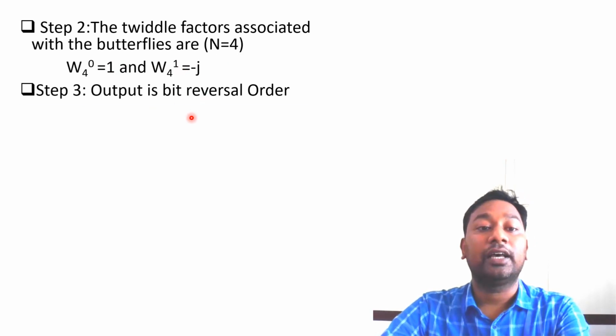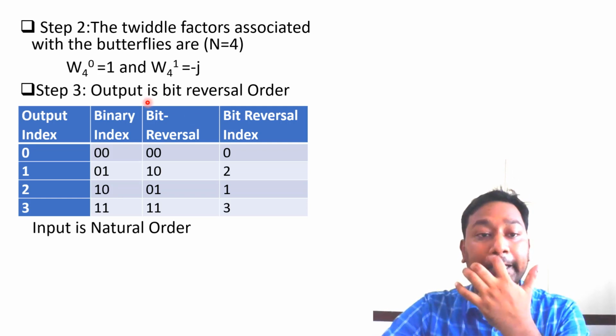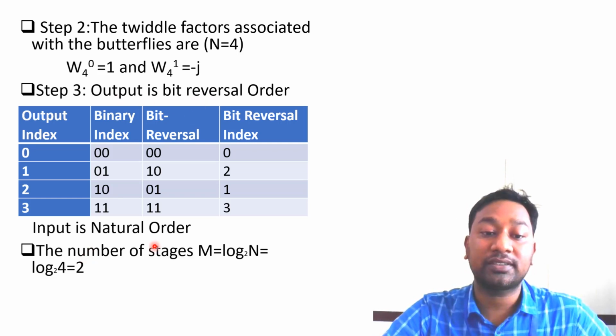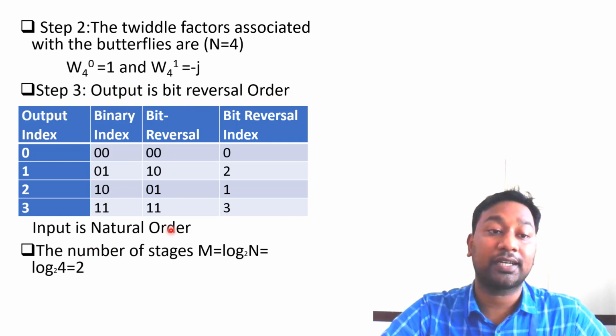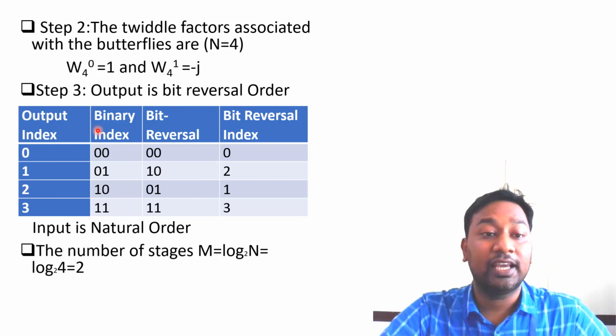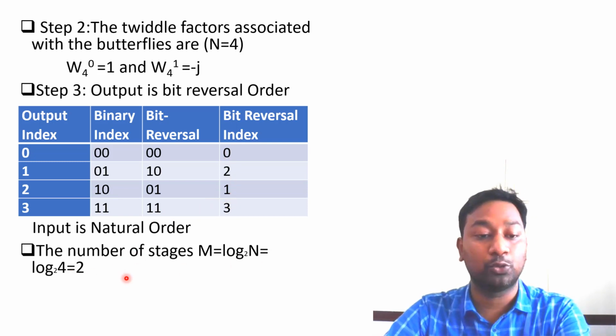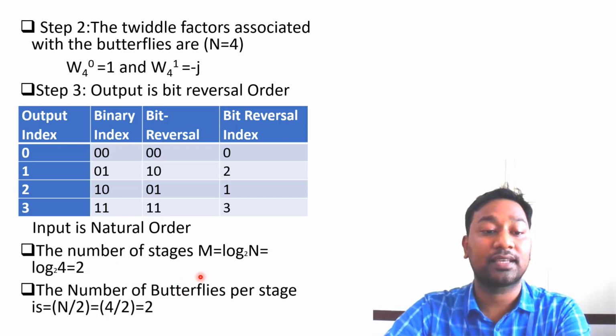So the next step is input and output order. Earlier we have seen input is in bit reversal order and output is in natural order. Here the output is in bit reversal order and input is in natural order. The indexes are 0, 1, 2, 3, with binary 00, 01, 10, 11. If we reverse the bits, 00 stays 00, 01 becomes 10, 10 becomes 01, and 11 becomes 11. So the bit reversal index is 0, 2, 1 and 3. The number of stages is equal to 2 and the number of butterflies per stage is N by 2, that is 4 by 2 equal to 2.